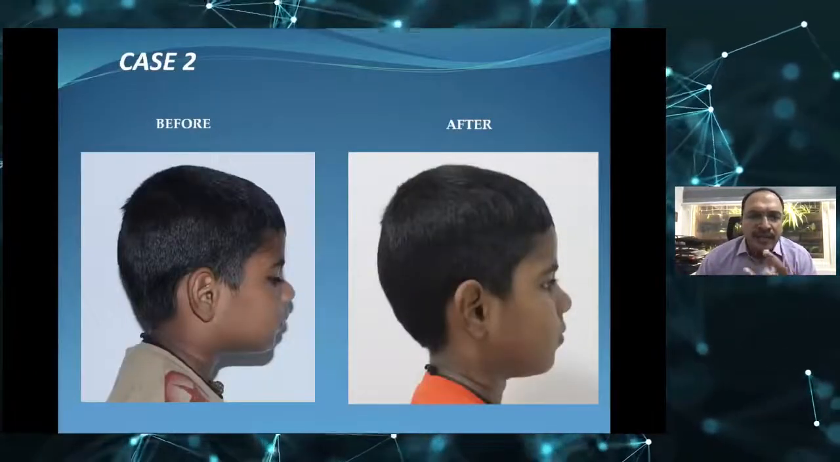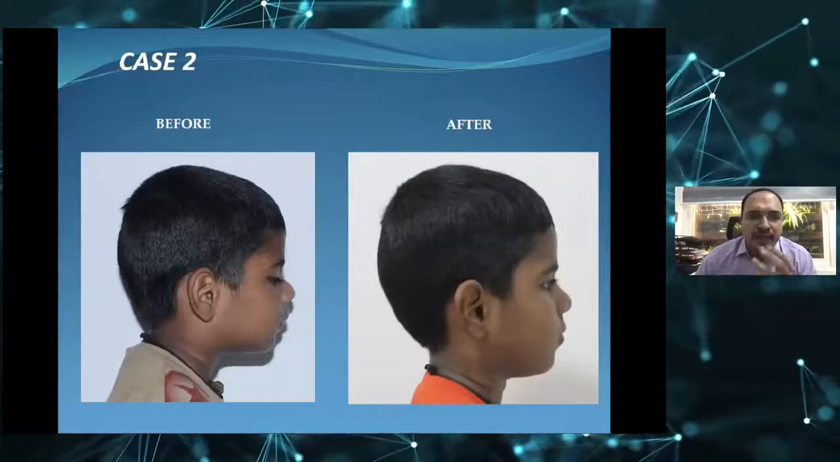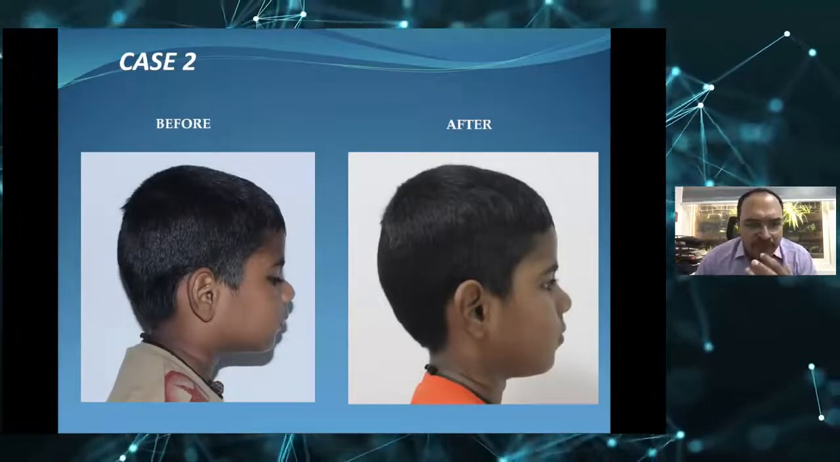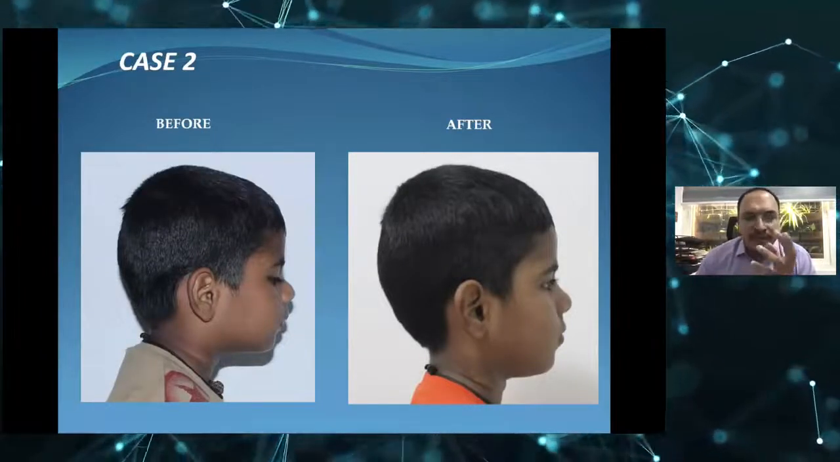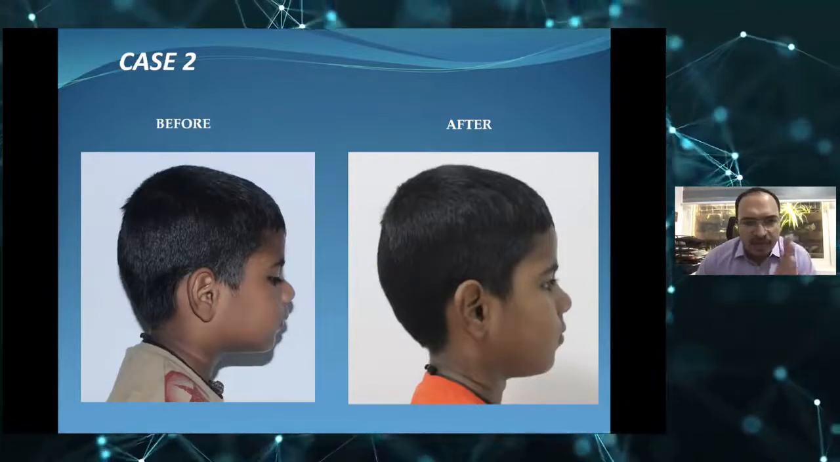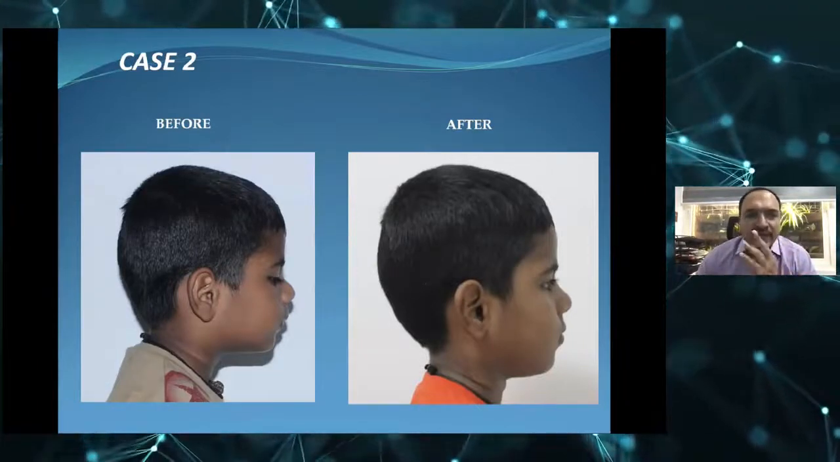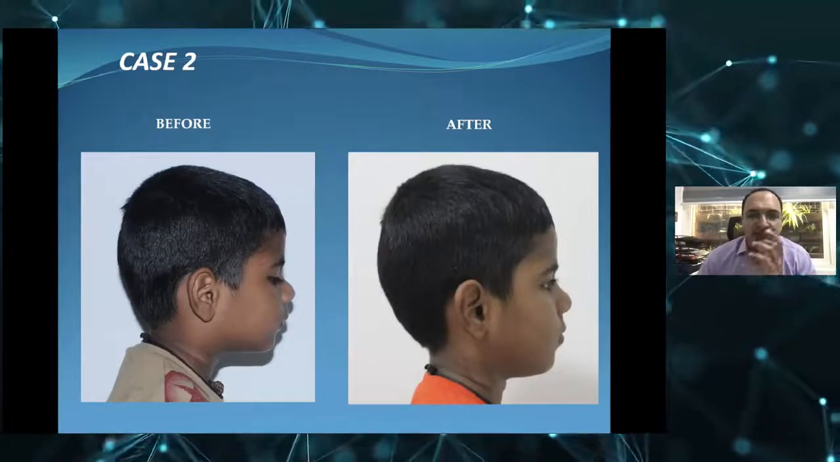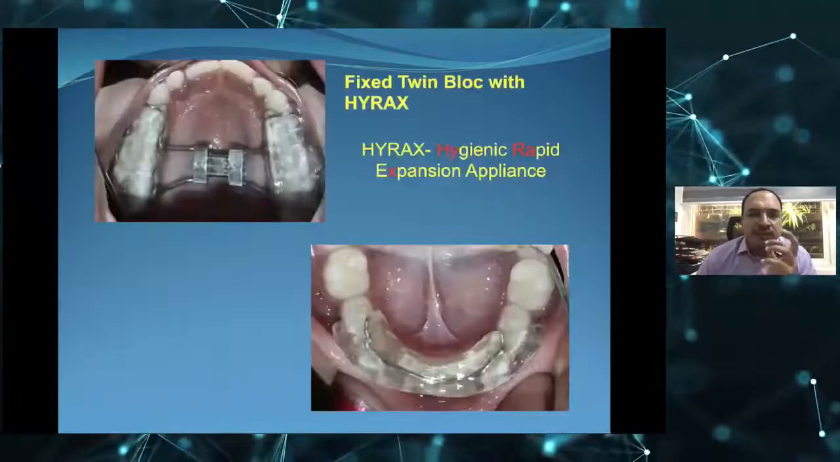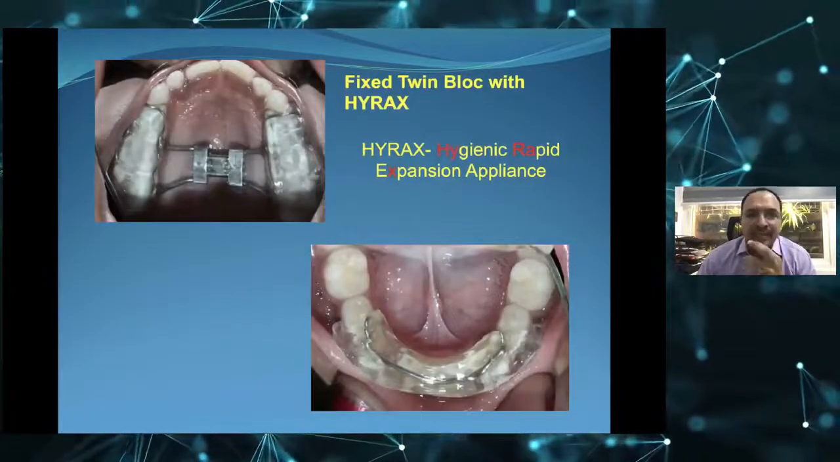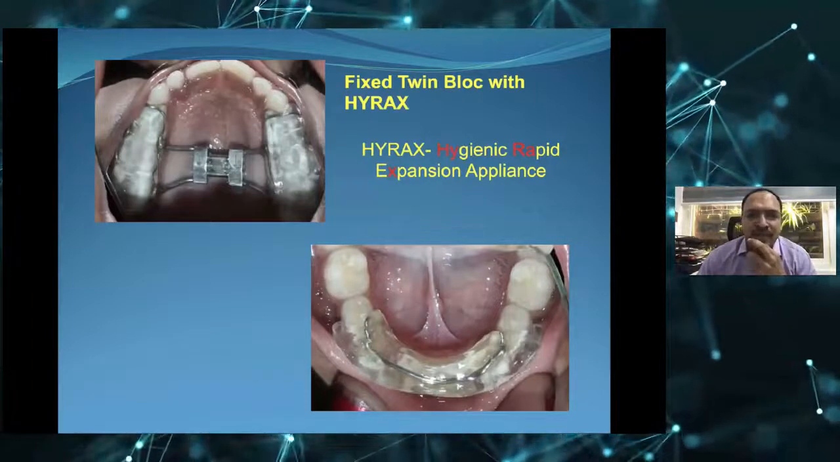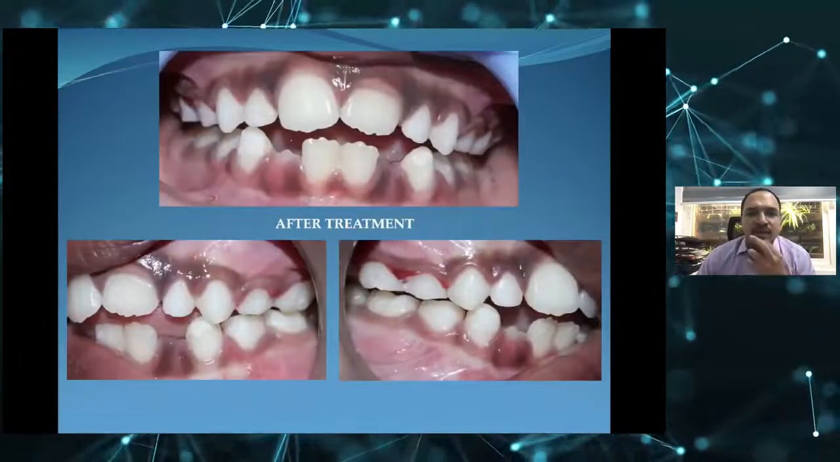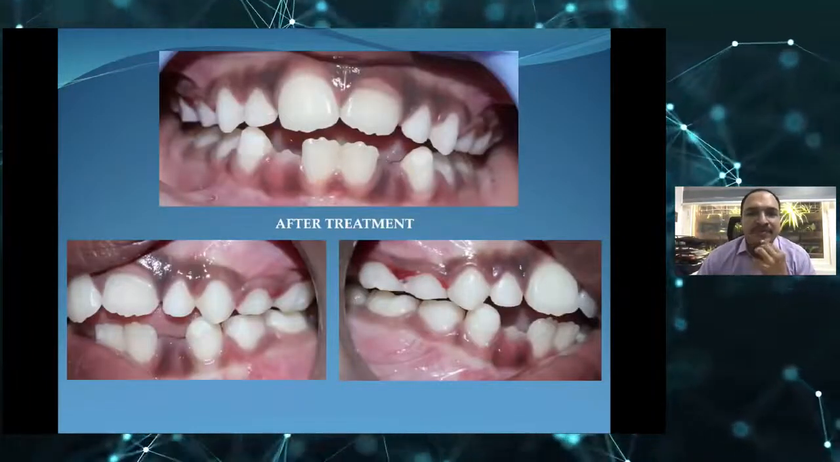So here is another case where, you can see, the child's head is a little stooped forward. The cervical spine position is a little forward, the head is a little forward. But after the expansion, the cervical spine position is much better. So this is again a fixed twin block with Hyrax. Hyrax rapid palatal expansion has been done. And these are the results we see after the expansion has happened.